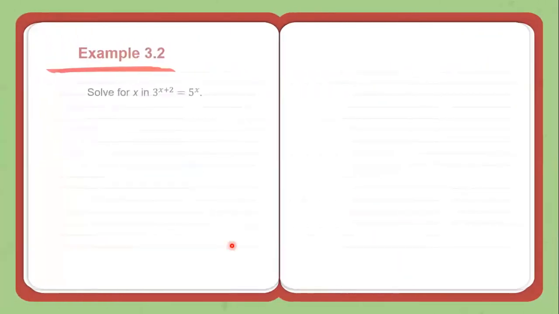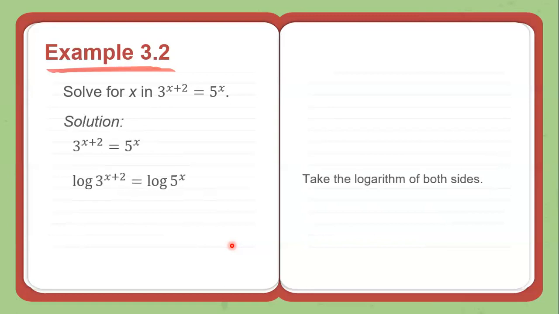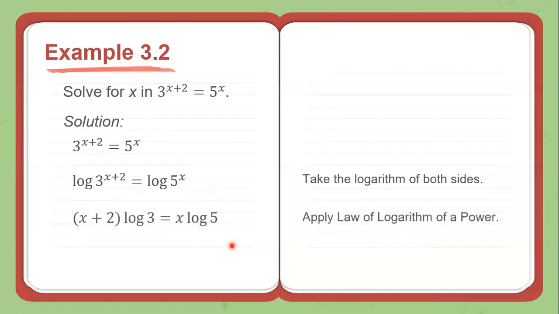For our second example, we have to solve for x in 3 raised to x plus 2 is equal to 5 raised to x. Just like the first examples in our method 3, we have to take the logarithm of both sides. We have logarithm of 3 raised to x plus 2 is equal to the logarithm of 5 raised to x. Then we can apply the law of logarithm of a power, giving us x plus 2 times the logarithm of 3 is equal to x times the logarithm of 5.